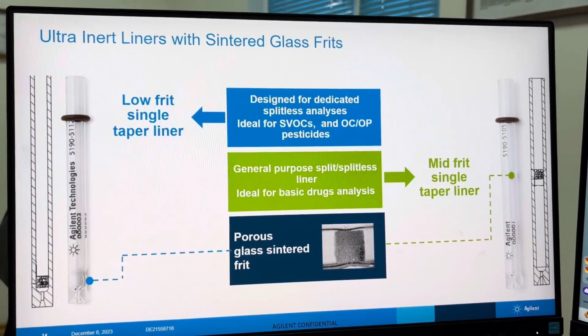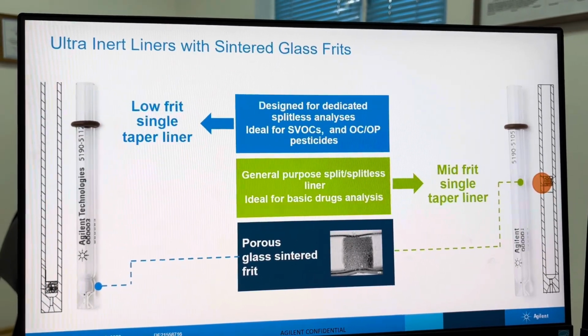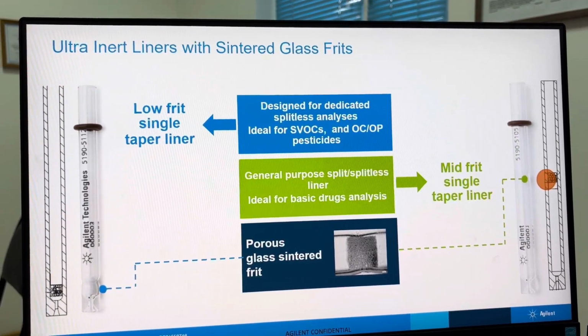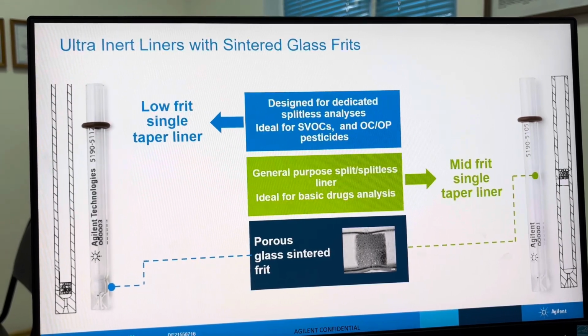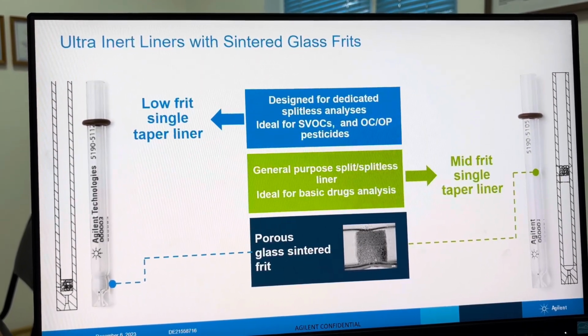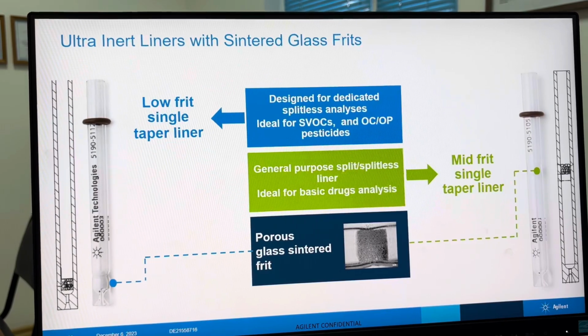And for all the other solvent analysis, VOCs, volatile organic compounds, OCs, OPs, pesticides, a lower taper glass wool liner is preferable.